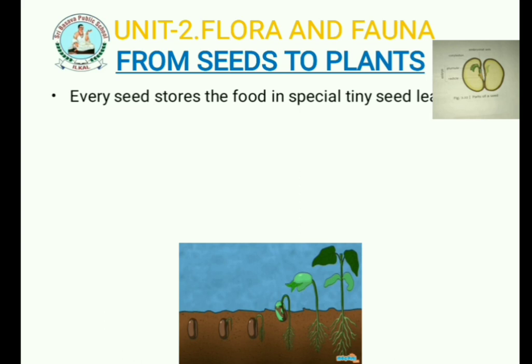Okay, my dear students, welcome once again. Every seed stores food in special tiny seed leaves. See here, the leaves are there in the seed. These seeds store the food which helps the leaves to grow. So, when the seed is growing, especially in dicot or monocot seeds, those seeds have tiny seed leaves. Are you observing in the figure? Yes, on the upper right side, just observe.